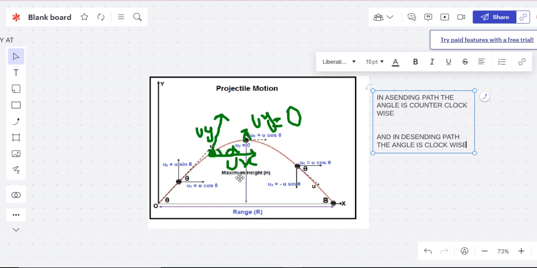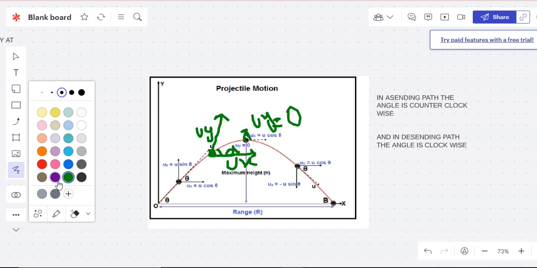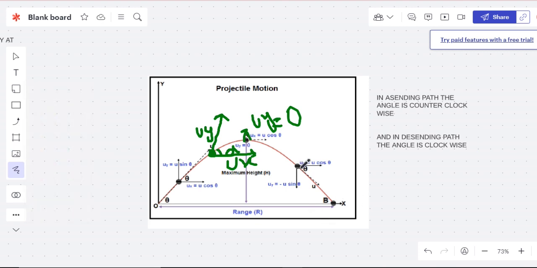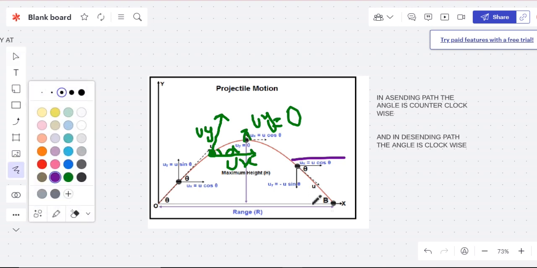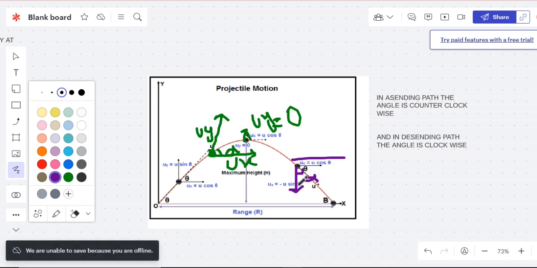For example, consider the angle here as well. Let me take the point here. As you can see, now this is u cos theta and this is u sin theta. But here the angle is alpha, and now it is in the clockwise direction, which means it is acting in a downward direction, right? So here the angle is negative, while there it's positive: counterclockwise and clockwise.